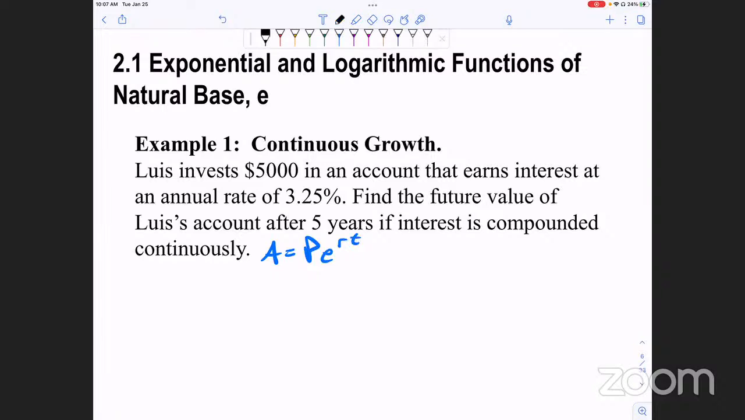And the future value, so we want to find A after 5 years when the principal is $5,000. So we're going to use e, the rate, 3.25%. With this formula, the rate has to be converted to a decimal. Right now it's in percent form. You can look at this percent symbol as like per 100, or 1 over 100. So if you divide this by 100, it moves the decimal to the left 2 places. So 3.25% as a decimal is going to be 0.0325, right? And we said the time is 5 years.